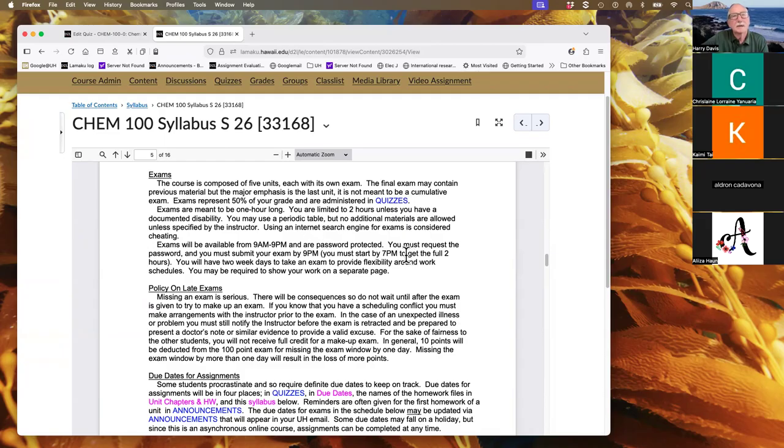So sometimes I make you request the password and sometimes I don't. It simply depends upon how things are going. But if the exam is not done by 9 p.m., it's going to be auto-submitted. So if you want to get the full hour, you got to start by 8 p.m.